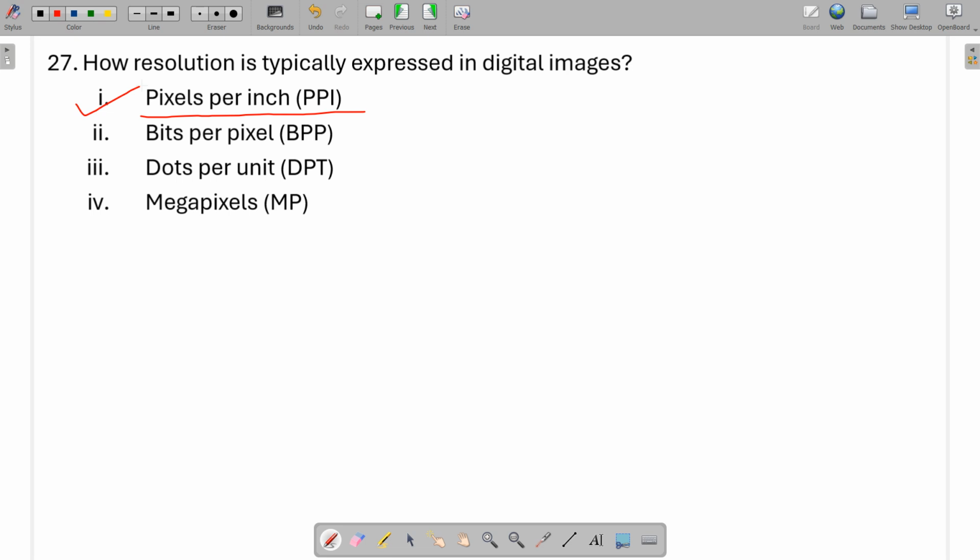Bits per pixel is not used to indicate the resolution. Bits per pixel will help you recognize how many colors can be represented by a particular pixel. So when you take 2 to the power of BPP, this gives the number of colors in a pixel.